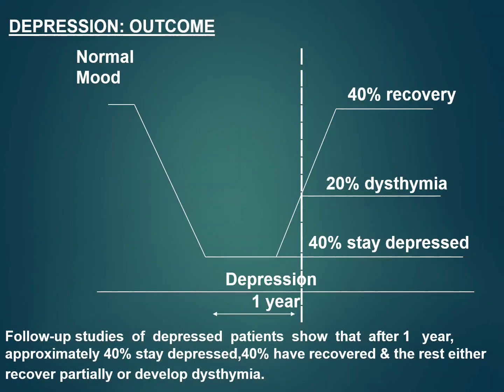The outcome, the depression to the normal mood: after 1 year, 40% recovery remains there, 20% go into dysthymia, and another 40% stay depressed. That's the outcome. Dysthymia is a subgrade of depression. It is like most of the symptoms of depression are there, but they are subgrade. So most of the time they are having low mood, although they'll be functioning. It will be better than the cases of depression.